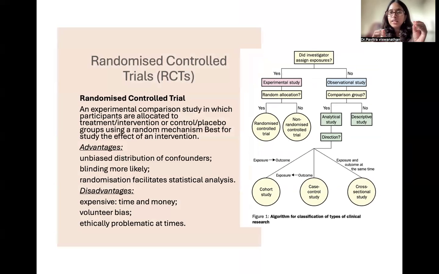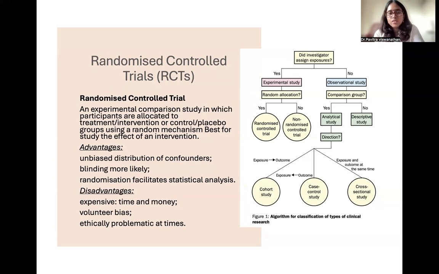Randomized control trial: the investigator has assigned exposure and there is a random allocation by a specific method. What all the methods are, in later classes we will see. Advantage is that you will be able to study the effect of an intervention in a controlled environment where one group is definitely exposed, one group is definitely not exposed. The chances of confounders are less compared to other studies. You will be able to do blinding, where one person does not know whether they are receiving the intervention or not. And in statistical analysis, you will get stronger values.